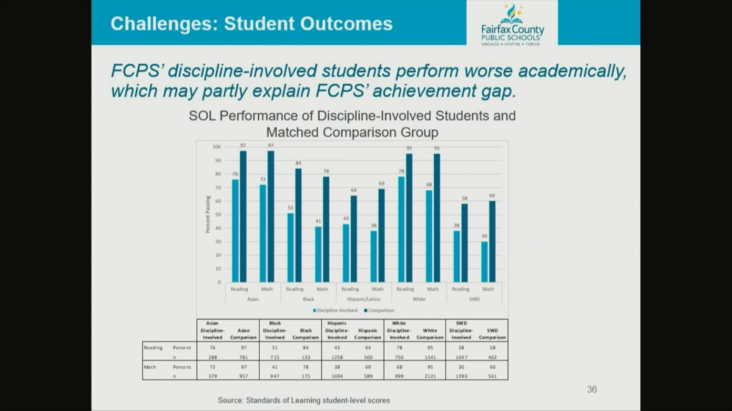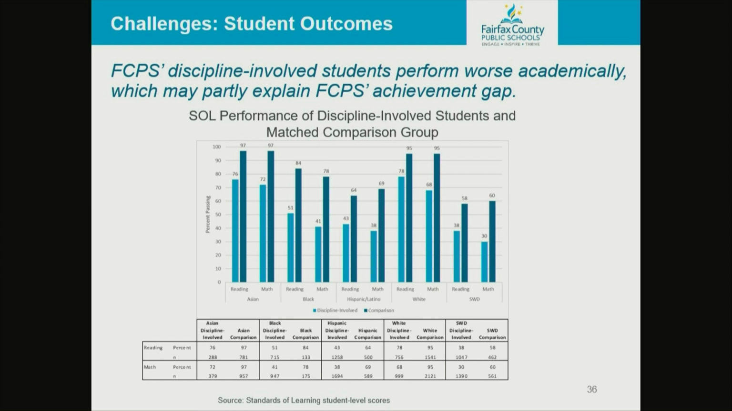And now I'm going to move to another area of challenge for us, which is our student outcomes. FCPS's discipline-involved students perform worse academically, and it may be that it even partly explains the achievement gap. So let me discuss what you see on this chart. We took all of our discipline-involved students, and we found a matched comparison group, meaning these students in the prior year had been similar demographically, as well as in terms of how they were doing academically. Then we compared them in the year that some of them were involved in discipline, and the remaining students were not.